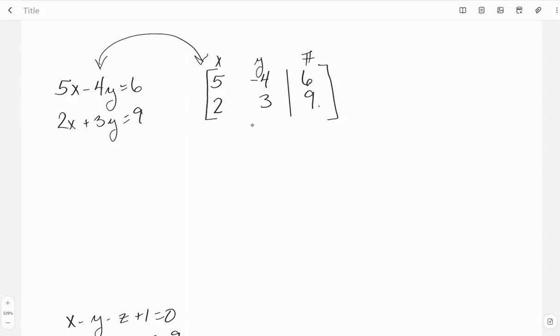So the question is, how do we solve it? We can solve this using technology. What's happening behind the scenes is some elimination is going on, but I'm not interested in that at this point. I'm just interested in, do you know how to solve this using technology? Because we talked about elimination in another video.